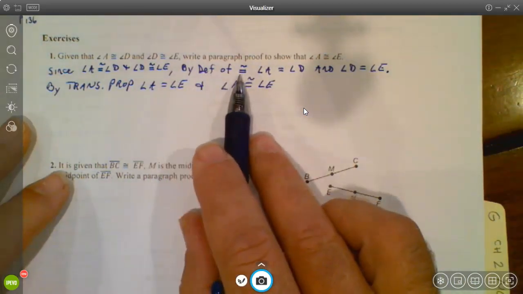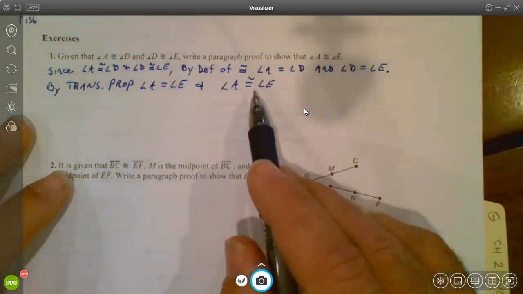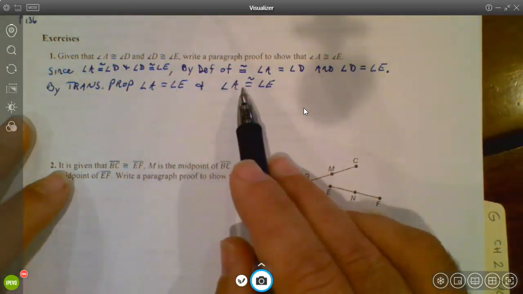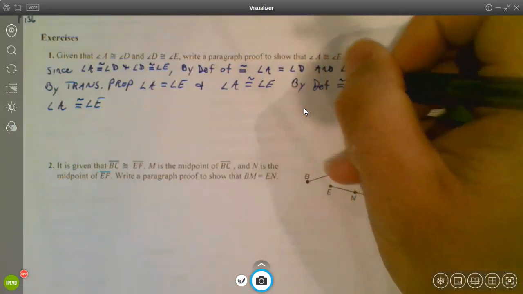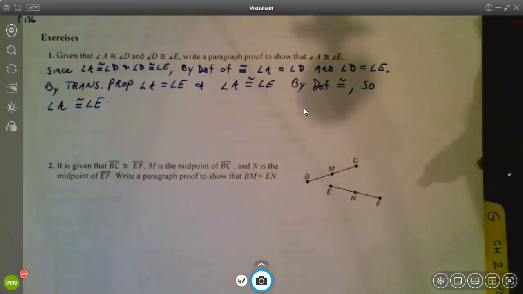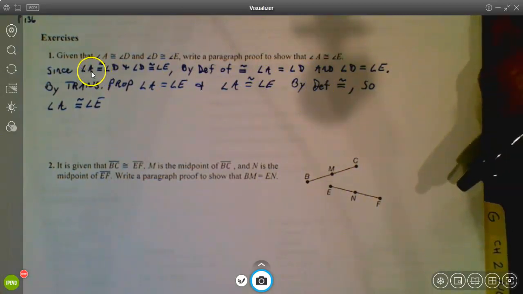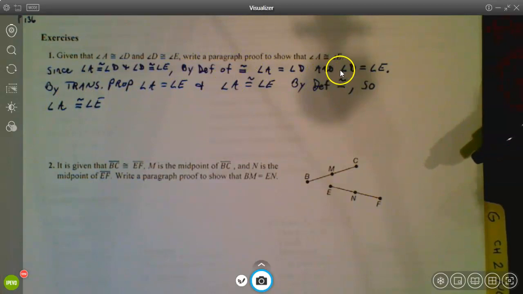Remember, the definition said that if two things are equal, they are also congruent. So it goes both ways. If they're congruent, then they're equals. If they're equals, then they're congruent. That's just the definition of congruence. So we're going to put that in. So that means angle A is congruent to angle E. So we've gone on to prove that. So again, you guys notice that we started with the given information. We concluded with whatever it was we were trying to prove. And in the middle, we used a geometry property or two in order to get there, right?